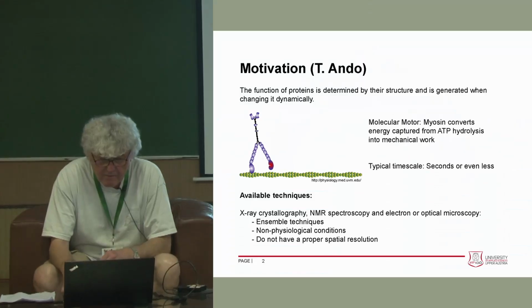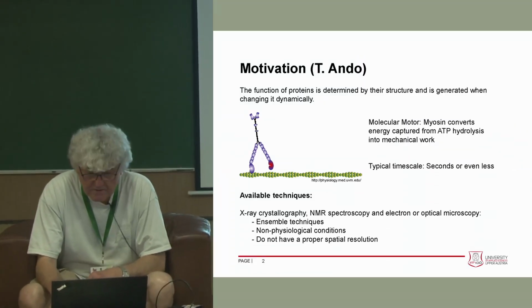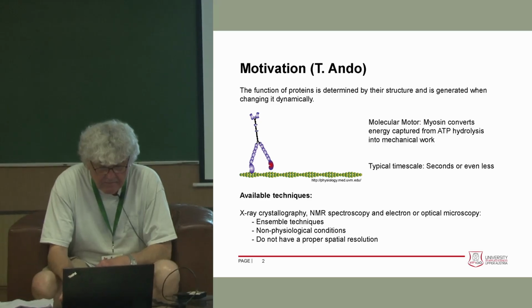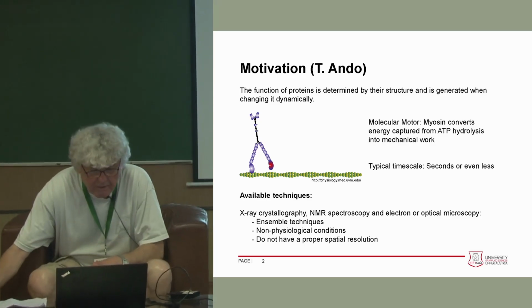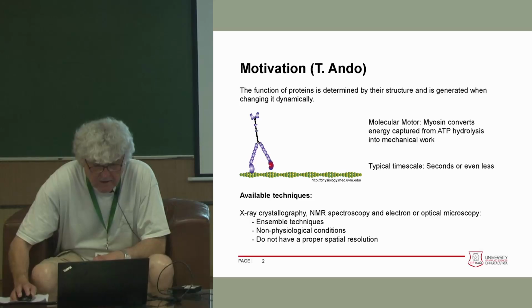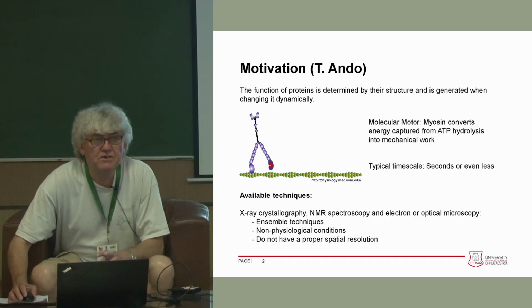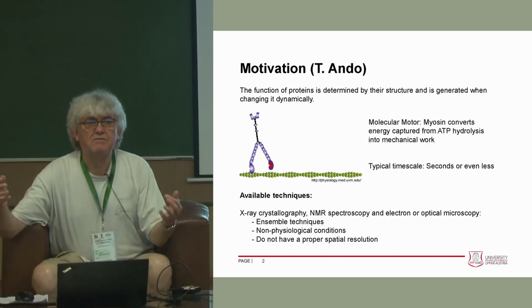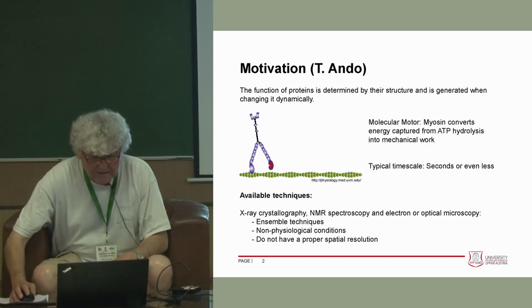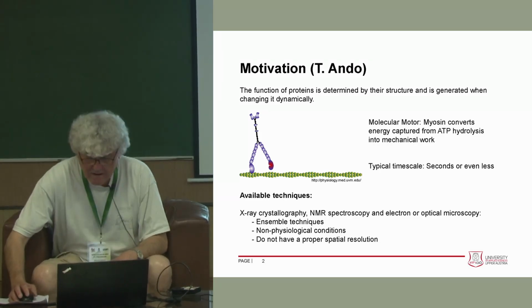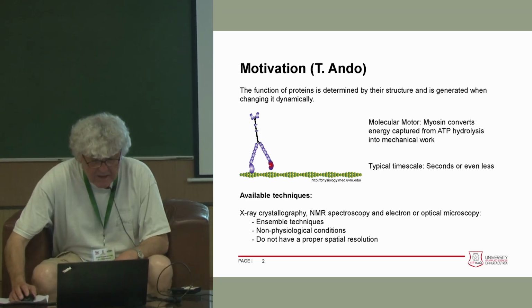So the first paper of this development came out in 2001, and then the paper with the myosin came out in 2010, published in Nature. And of course, the advantage of high-speed AFM is that it's the only really high resolution, I mean, really nanometer resolution technique that can be used in physiological conditions.